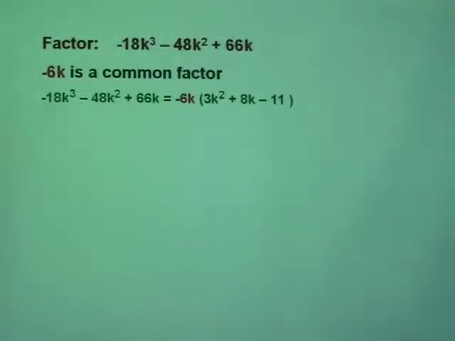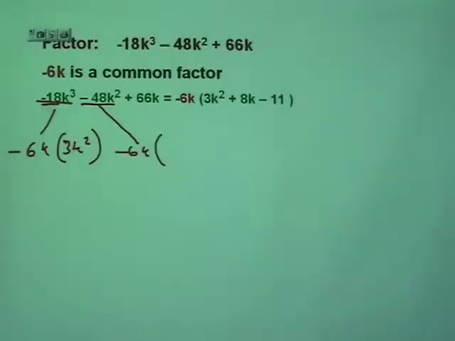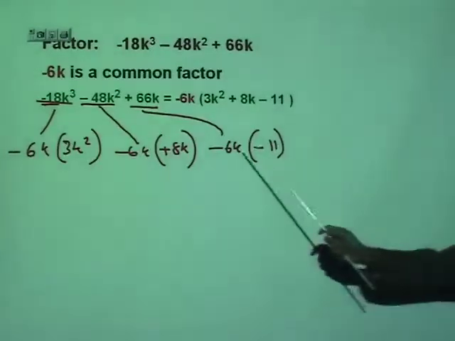Alright, so we wrote it like this. Negative 18k cubed is negative 6k times 3k squared. Now, similarly, negative 48k squared is the same as negative 6k times positive 8k. Is that right? And 66k. Alright? If you take out a negative 6k, what is left there is a negative 11. I hope you understand this.